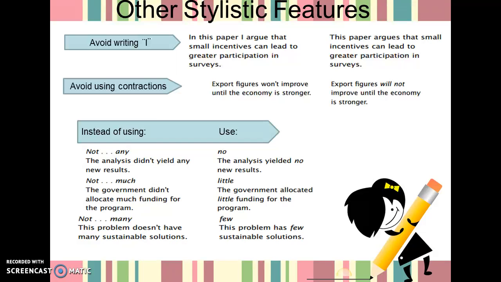In terms of style and more features, we have more tips. The first one: avoid writing I. So instead of saying, "In this paper, I argue that small incentives can lead to greater participation in service," it can be replaced by "This paper argues that small incentives can lead to greater participation in service." So you're not taking such responsibility, though the researcher or the writer is yourself. I mean, you can refer to the paper, the type of writing.